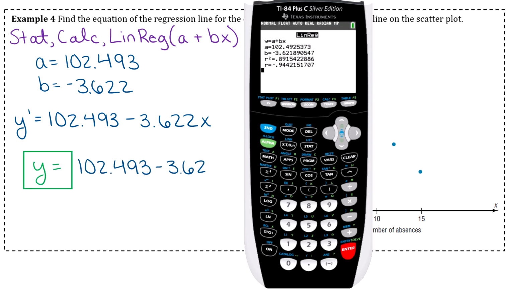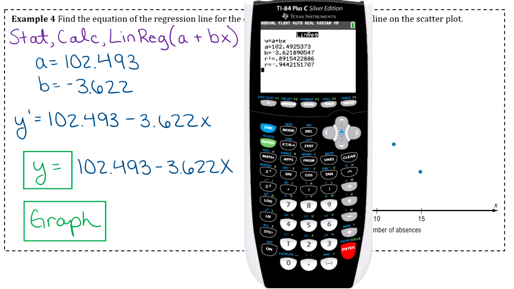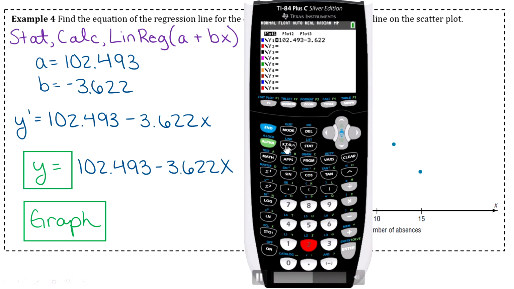Basically, you're just going to go to y equals. You'll type in that regression equation, and then you'll graph it. So I'll show you how to do that. So y equals is on the button right at the top left there. So just press that. It's going to give you a list of possible equations. Go ahead, just type in 102.493 minus 3.622. And then to type an x, that key is the one that's right next to alpha. Okay, that's your variable key. So you don't have to click alpha. It's just that button right there. Okay, and that'll put an X up on your screen.